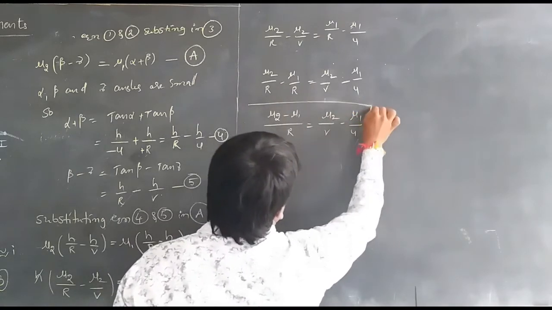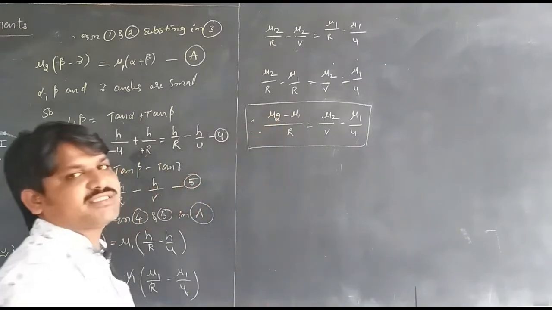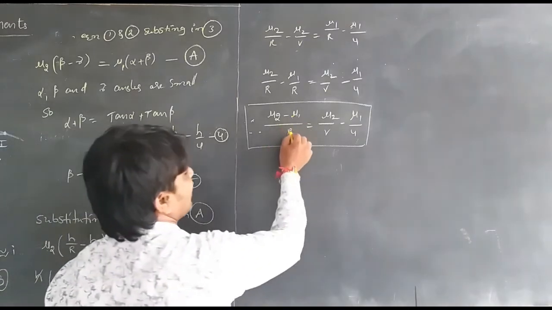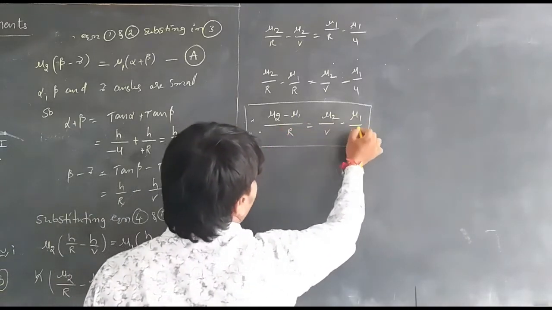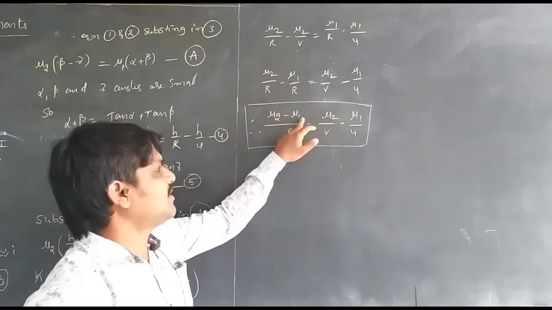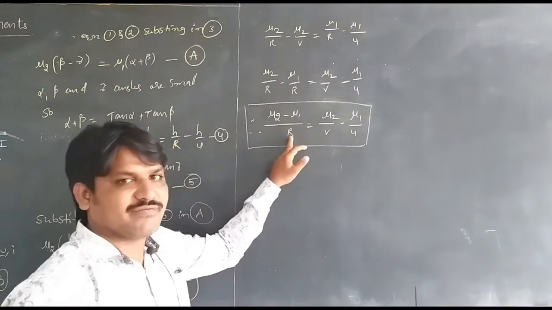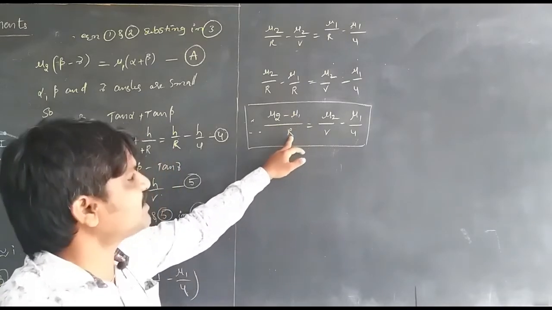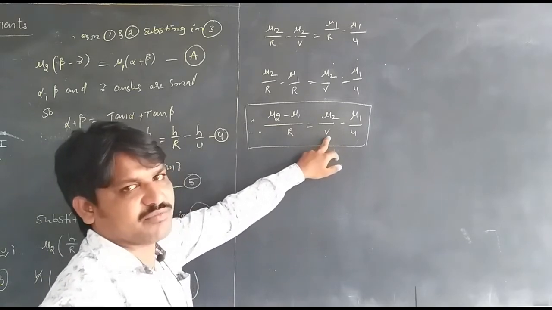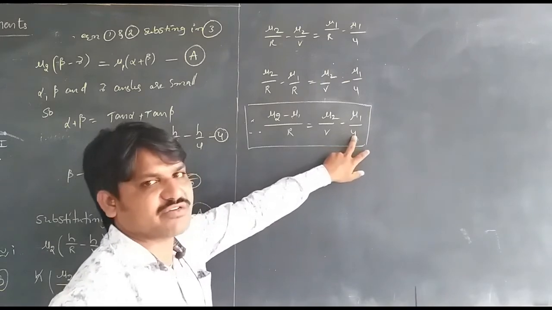This is the relation for refraction at spherical surfaces: mu2 minus mu1 by R is equal to mu2 by v minus mu1 by u. Here mu2 is the refractive index of the denser medium and mu1 is the refractive index of the rarer medium, and R is the radius of the spherical surface. Then v is the distance of the image formed from the pole, and u is the distance of the object from the pole.